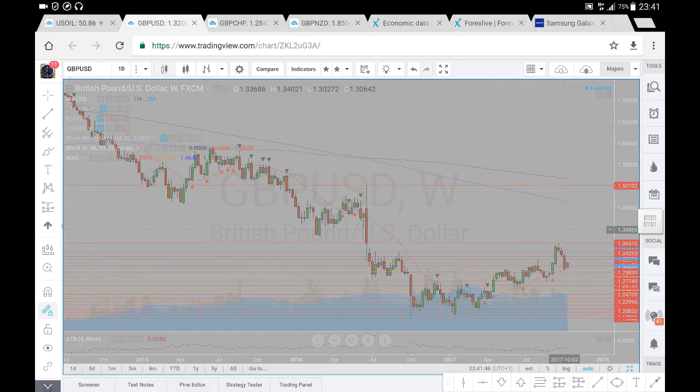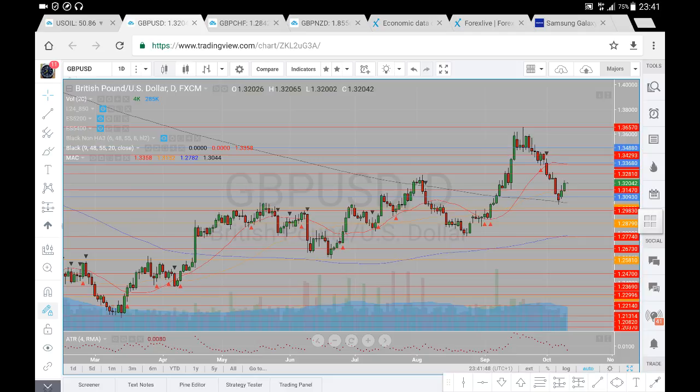So let's go down to the daily. Now, what can we see on daily? Well, we've gone all the way up to 136.57, and we've sold off quite a bit. A pretty decent trend to the downside on the pound against the US dollar.